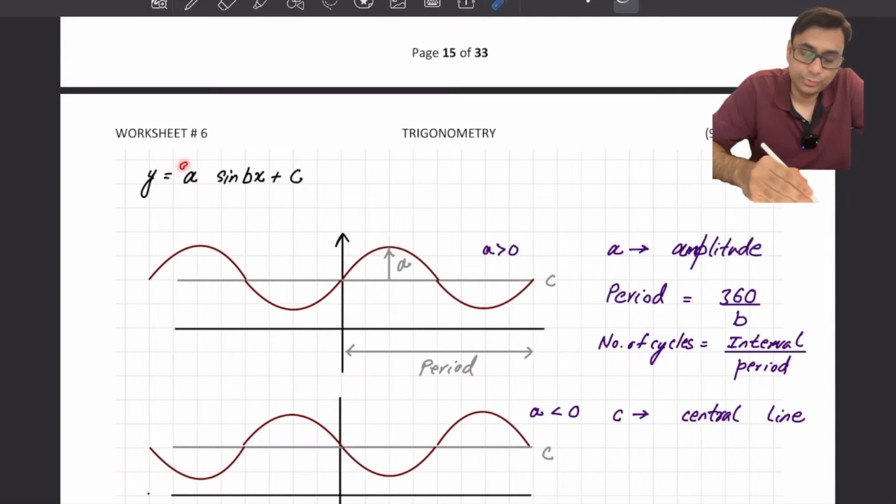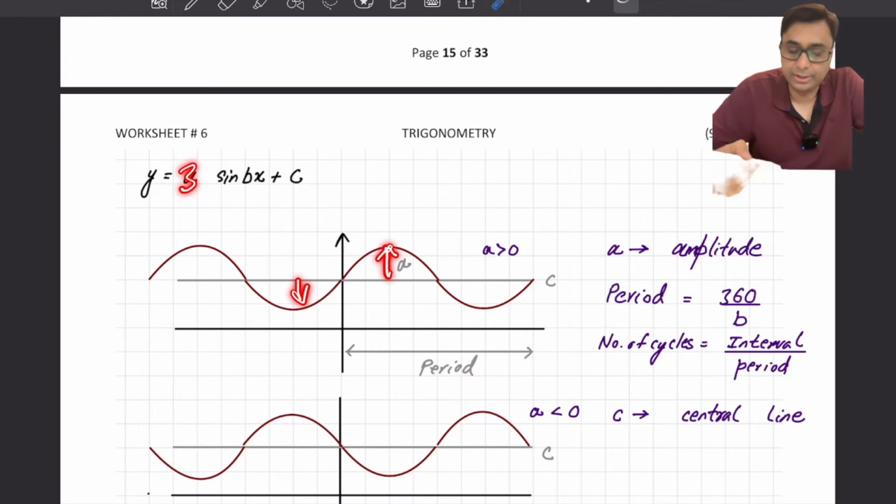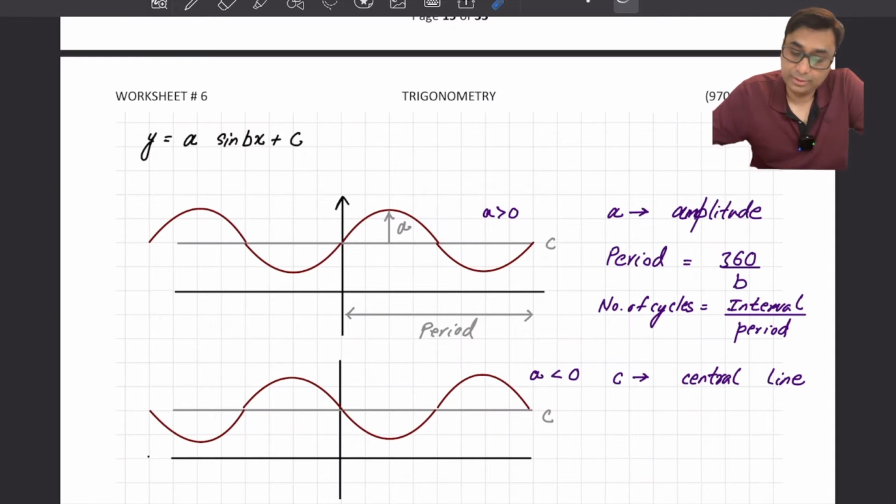So if you have 2 sine x, this means the distance is going to be 2 up and 2 down from the central line. If it was 3, then it's going to be 3 up and 3 down from the central line, and hence you can keep on sketching the graph. So this is where a is positive, and if it's a sine graph but with a negative a, then it's going to be just the reflection of that.